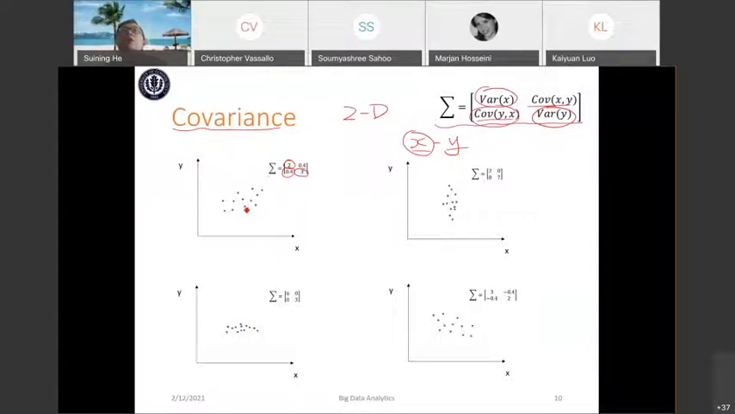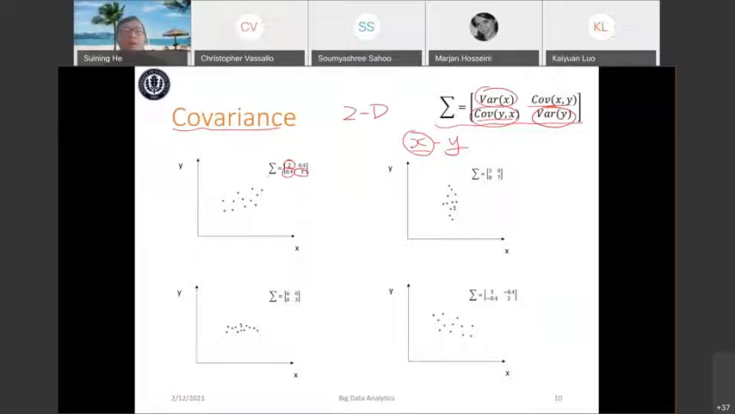Kyle's question is, will the covariance of x and y and the covariance of y and x always be the same? And yes, you will see in the equation how it is calculated. It depends on the data set. If we normalize all the data points, the values will be the same. Let's see the formula later on how they will be equal.